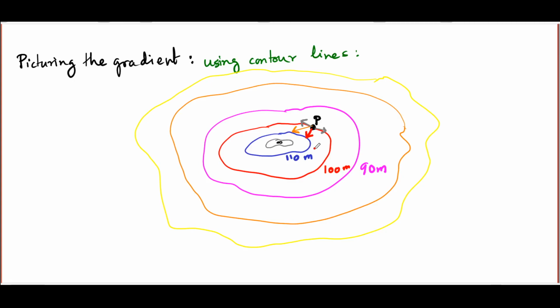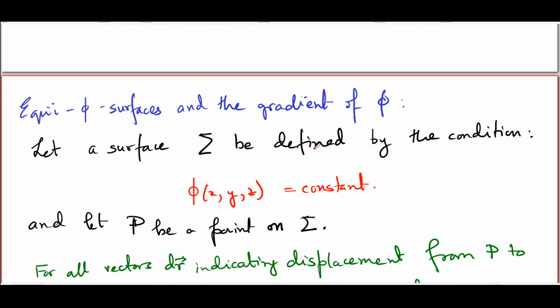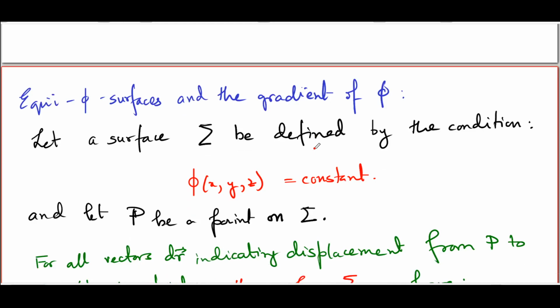The connection between the gradient vector and normals to equi-phi surfaces, or surfaces of constant value for the function phi. So what are we talking about here? We are essentially talking about a surface sigma, which is defined by a condition that a function phi of x, y, and z is a constant on that surface. So this is our equi-phi surface. In physics, we very often meet equipotential surfaces, which are obviously such surfaces where the function phi is a potential.